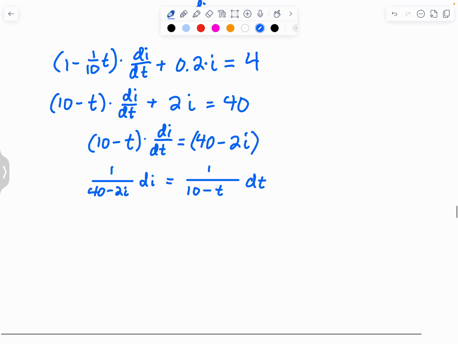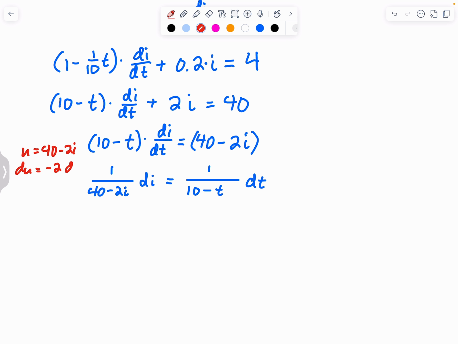Okay, doing the I part, it is a u-sub. The u-sub would introduce, we could just do this over here, u equals 40 minus 2i. So du would introduce a negative 2 di. So I know I'm going to have a negative 1/2 ln of 40 minus 2i. It's another absolute value. You could do it with the derivative and you would see that everything cancels out like it should. And then this one, I'm going to get a negative ln of 10 minus t, that's just using another u-sub, plus c.